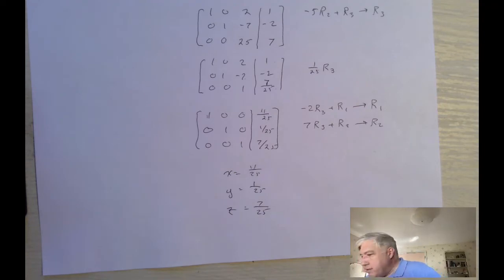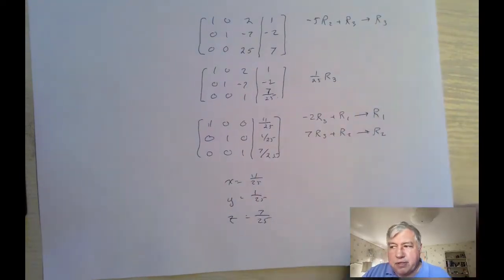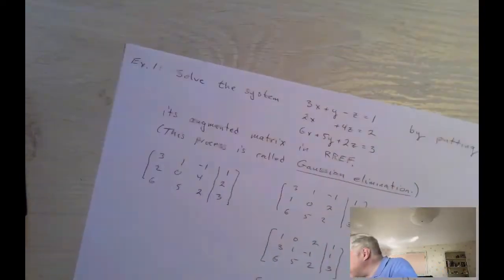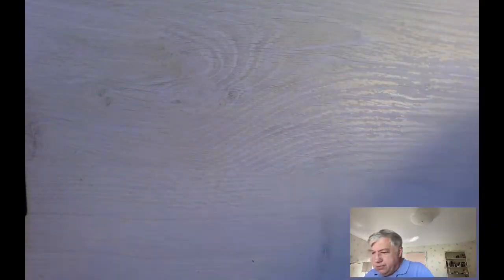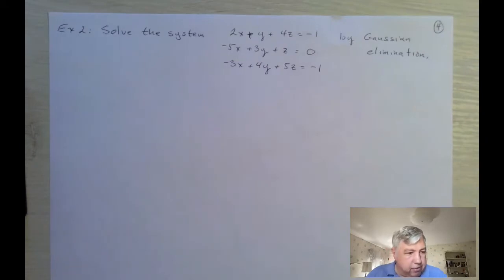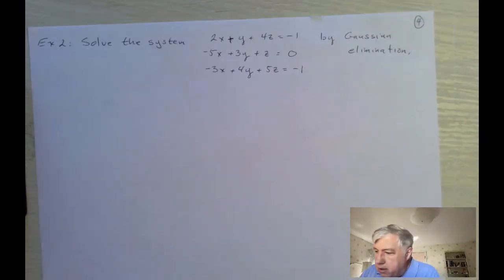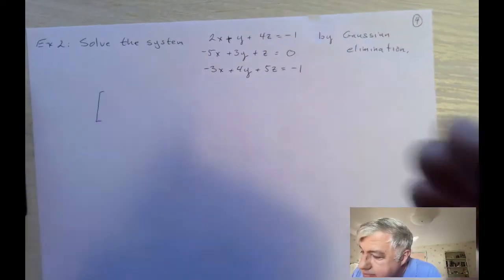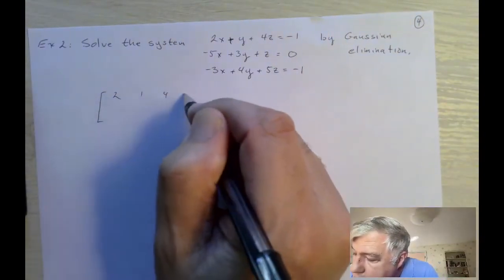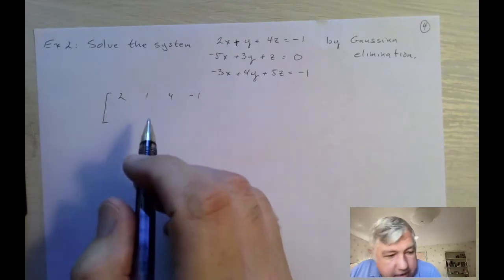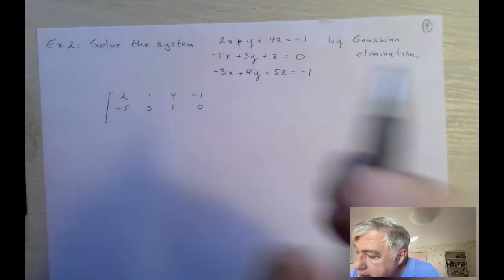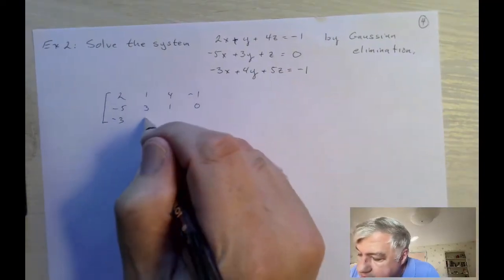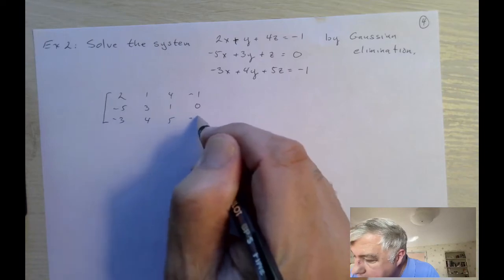Okay. Now, let me give you an example where we don't get a unique solution, and where you can actually determine this from looking at the reduced row echelon form. Okay, so example 2, we will do the same thing here. Write the augmented matrix. 2, 1, 4, negative 1, negative 5. 3, 1, 0, negative 3, 4, 5, negative 1.